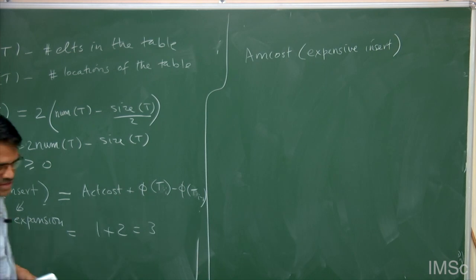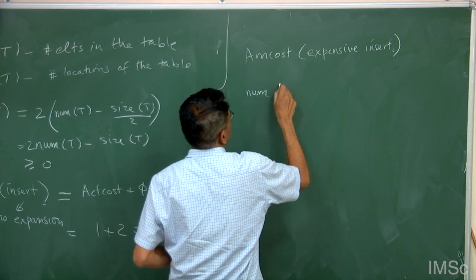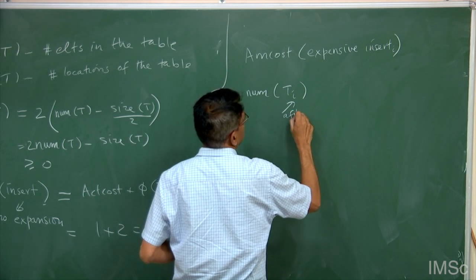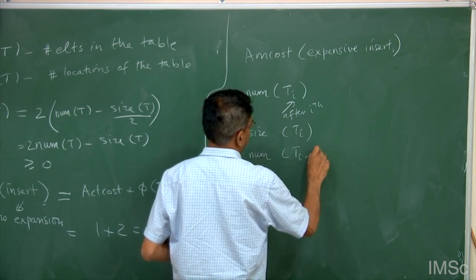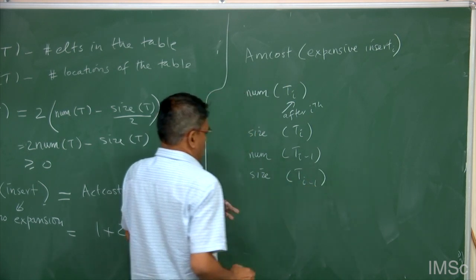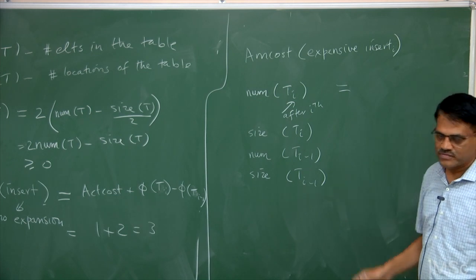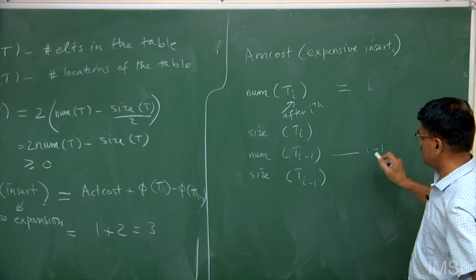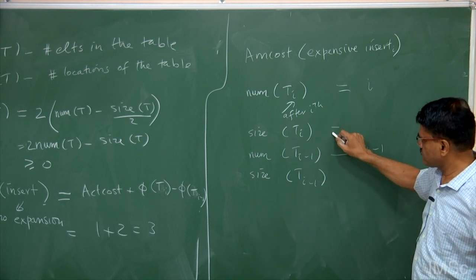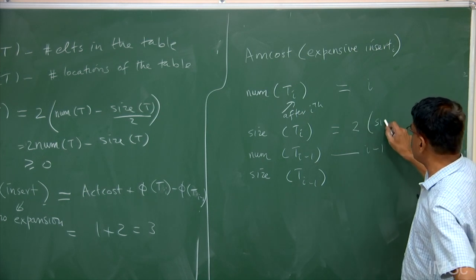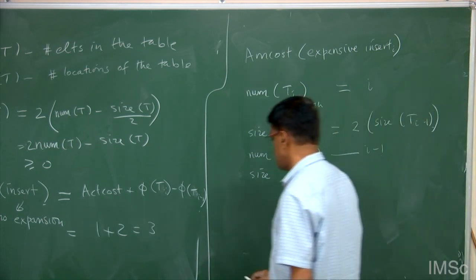Okay, what does expensive operation mean? The table expands. So let's say this is the ith operation. So then what is the number of elements after the ith insertion? Let's capture these things. After the ith insertion, how many elements are there? i. Okay, that's easy. And this is i minus 1. But after the ith insertion, what happens to the table size? Double the size. Size of Ti is 2 times size of Ti minus 1 because we have expanded it. Okay. So now let's plug it into my potential difference and see what is the amortized cost.